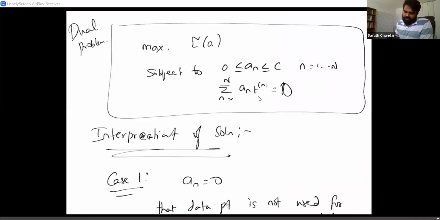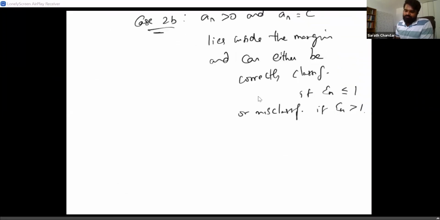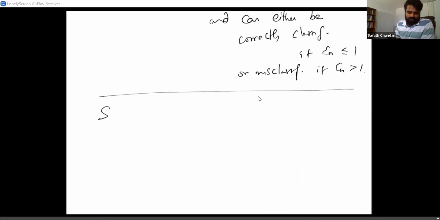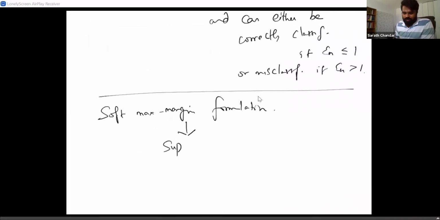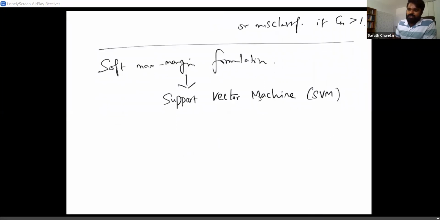Now this soft max margin formulation that we discussed has a name. This is a famous algorithm, known as support vector machine, or SVM. What we discussed in today's lecture is actually a special version, a linear SVM. There are also nonlinear versions of it, and we will probably discuss how to make it nonlinear in future lectures.